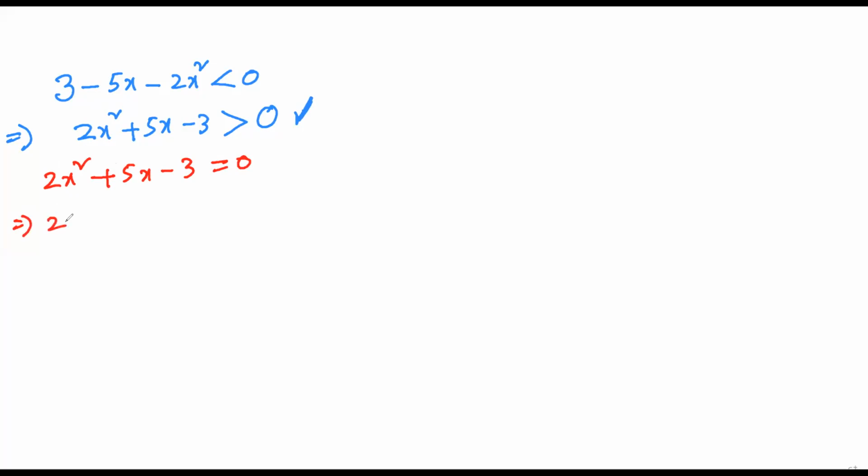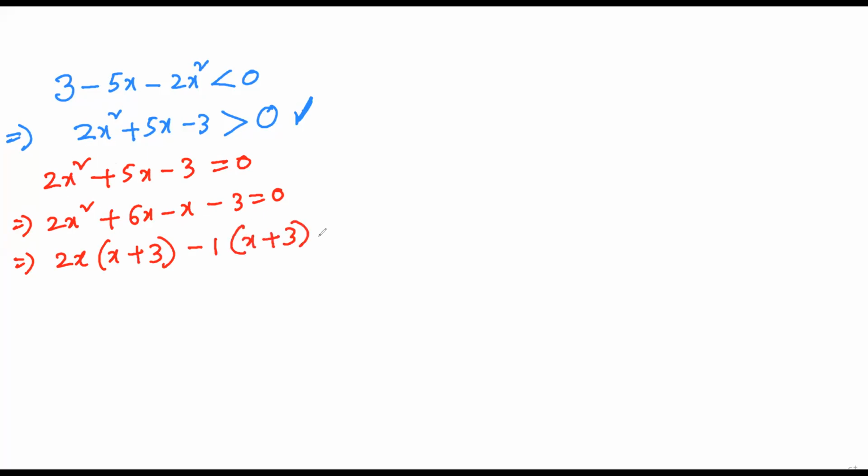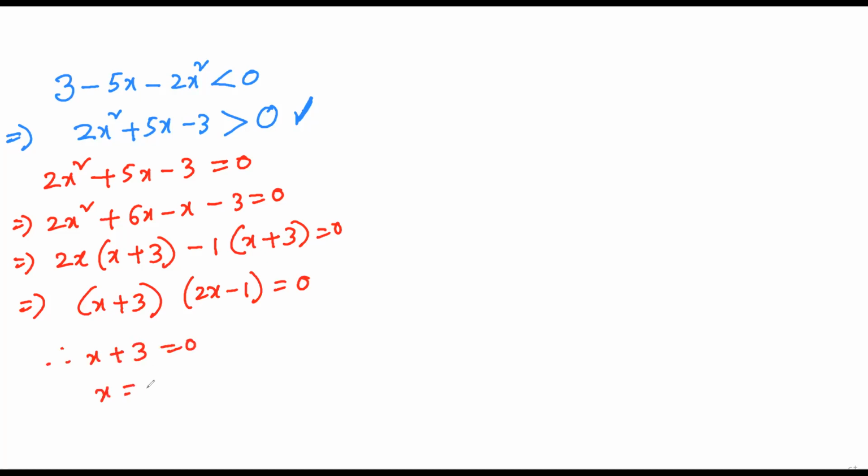Now factorize: 2x square plus 6x minus x minus 3 equals to 0. Now taking common 2x, it will be x plus 3. Take minus 1 common, it will be x plus 3 equals to 0. So it will be x plus 3, 2x minus 1 equals to 0. After that, x plus 3 equals to 0, x equals to minus 3, or 2x minus 1 equals to 0, x equals to half. Okay, remember, we will follow this inequality, not that one, because we multiply by minus.